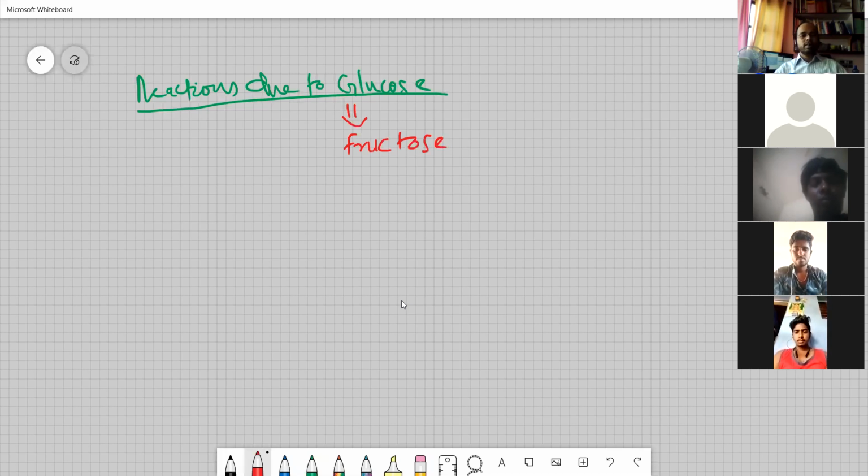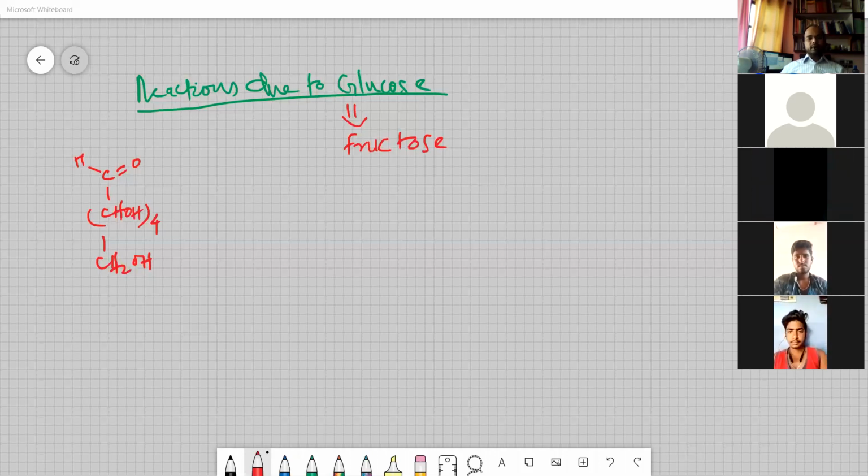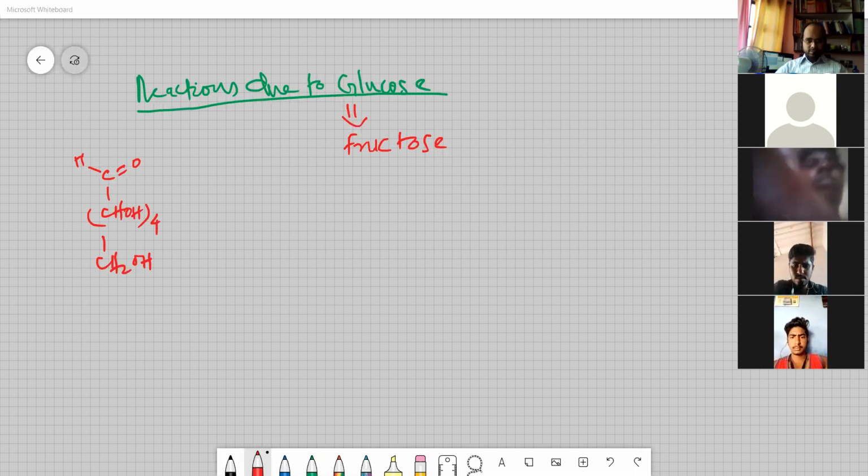So the structure of glucose we established was something like this. CH, and we have CH, 4 times. Then we have CH2. Okay, so that was the structure of the glucose, and that had the keto group with an alpha hydrogen atom, which suggested the presence of the reducing sugar. Now, fructose structurally slightly differs.